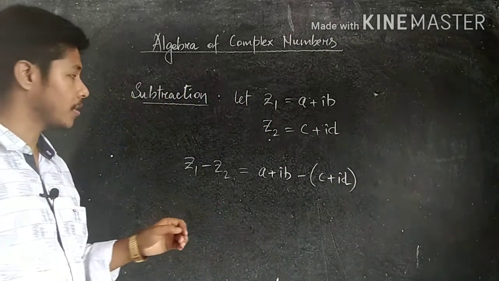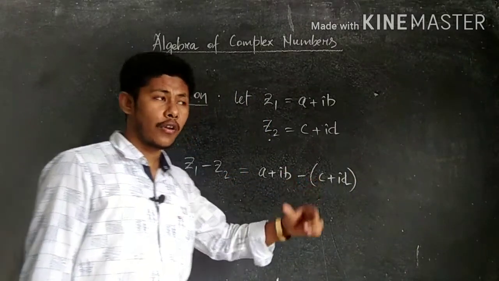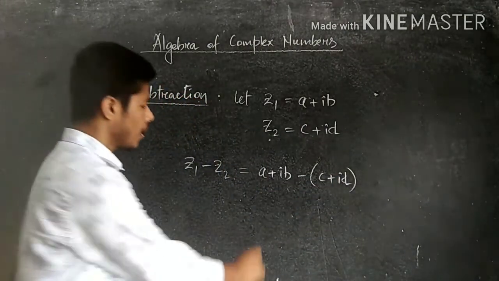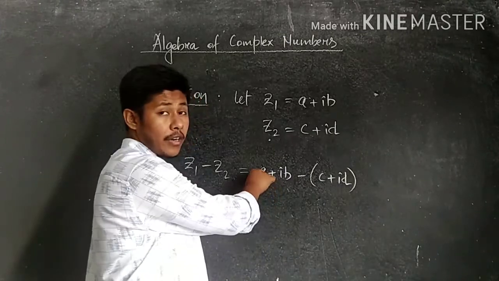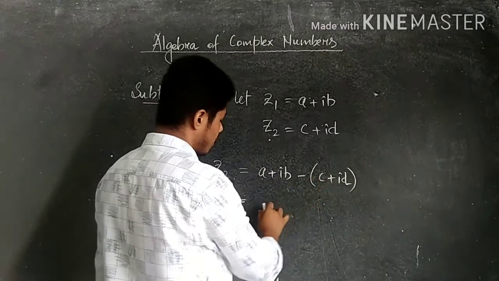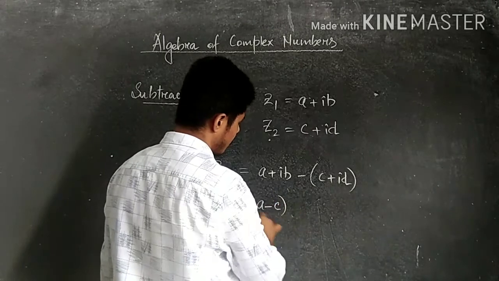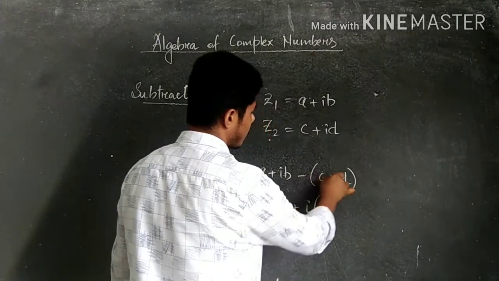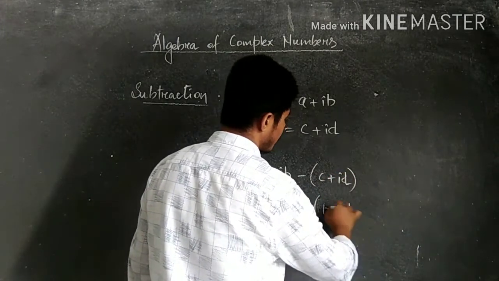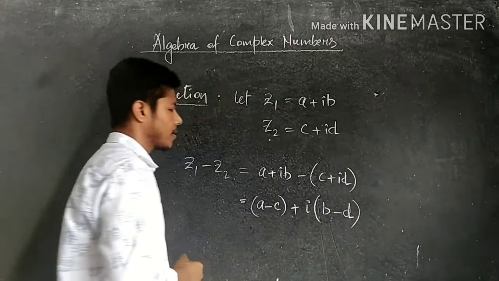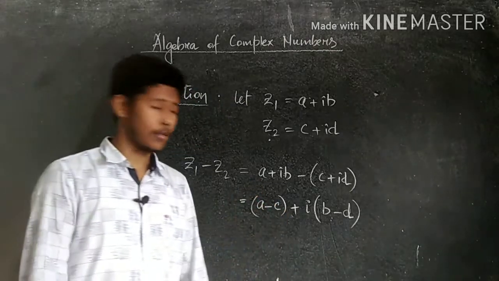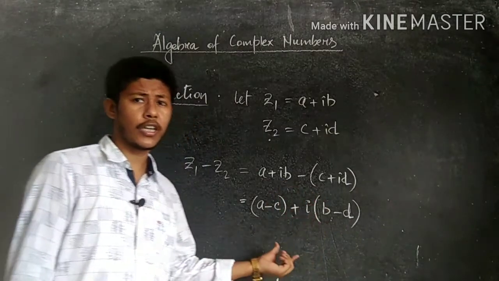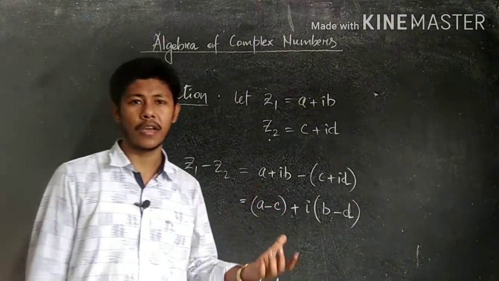So we have to subtract this. Here the real part we have to subtract from the real part, and the imaginary part from the imaginary part. So the real part is a here, and the real part is c here. So that's why we have to write a minus c, plus i common, then we have to write b minus d, and in this way we can subtract. This is our solution. So in this case it is a minus c, b minus d. Here we consider some variables, so that's why we have to write in this way.